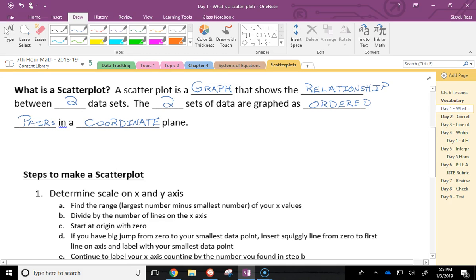Our graph is going to show how two pieces of data are related, such as how many minutes I study for my test and what my test score is. I want to see is there a relationship between studying and my test score. Okay, we'll find that out. And they are coordinate points.